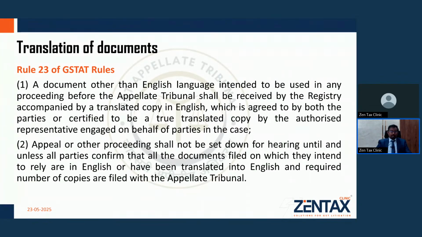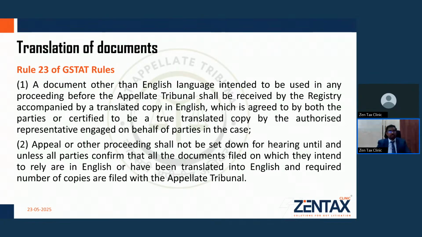More about the authorization is something which we would discuss in the immediately forthcoming slides as well. Translation of the documents. There are situations in selected states where the notice is issued in a language which is not English. That is, the notice itself is issued in the Hindi language. In which situation, the GST procedure rules mandate that the document shall be translated in English.